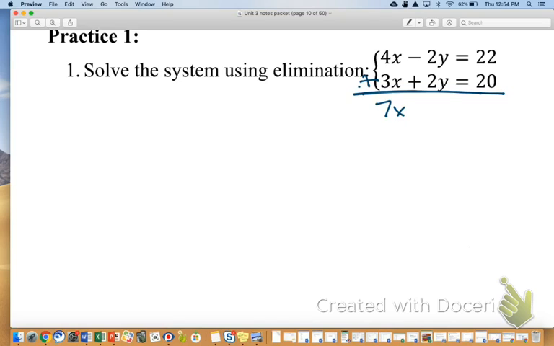There we go. The equal sign does not go anywhere. 22 plus 20 is 42. Pretty easy looking equation to solve now, right? What would I need to do? Divide by 7. Divide by 7. I get x is equal to 6.